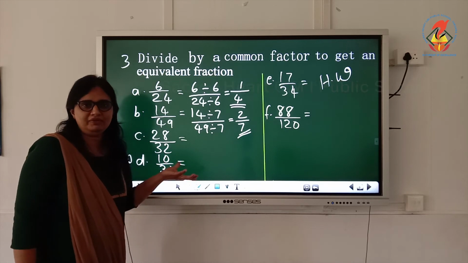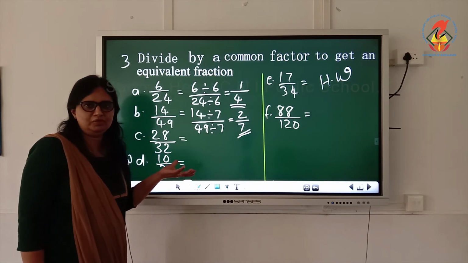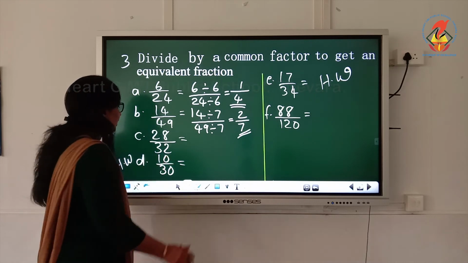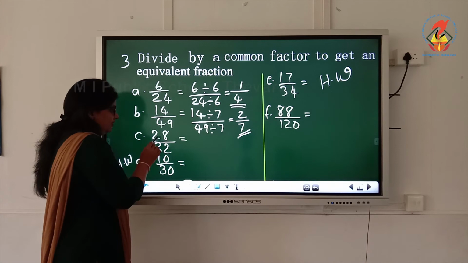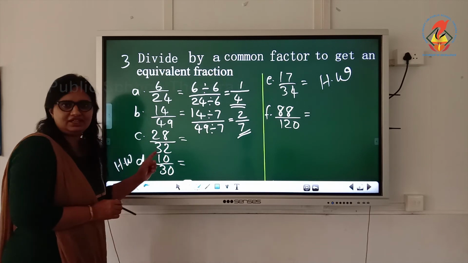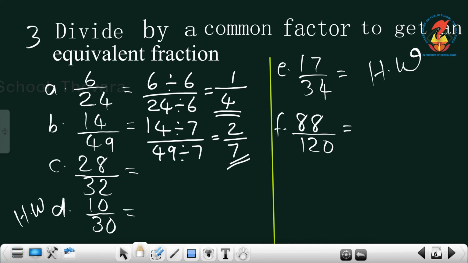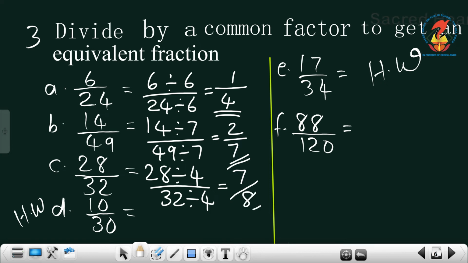Did you see any common factor here? Both divide numerator and denominator. That is what? Which number, 2, right? Or 4 is correct, right? And 28 divided by 4, see, 32 divided by 4. And which one you will get here? 7. And which one is 8? 4 7s are 28, 4 8s are 32.